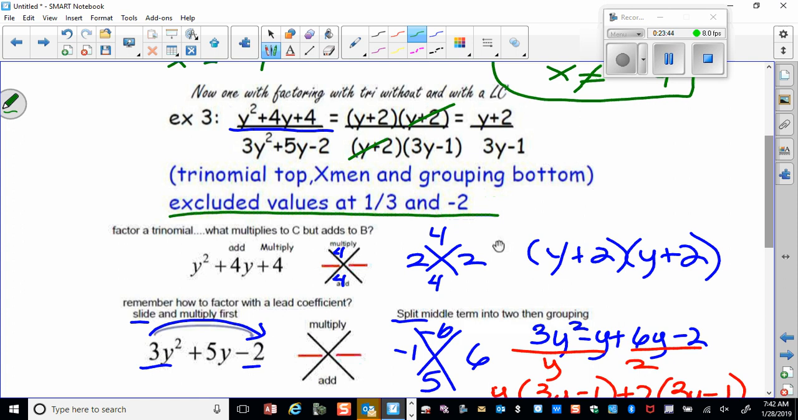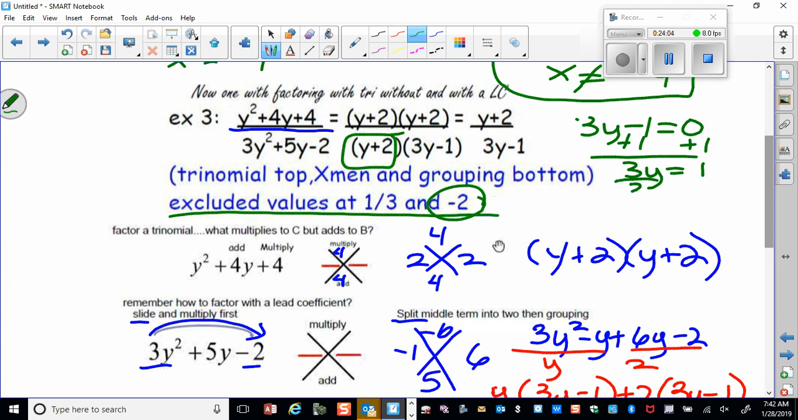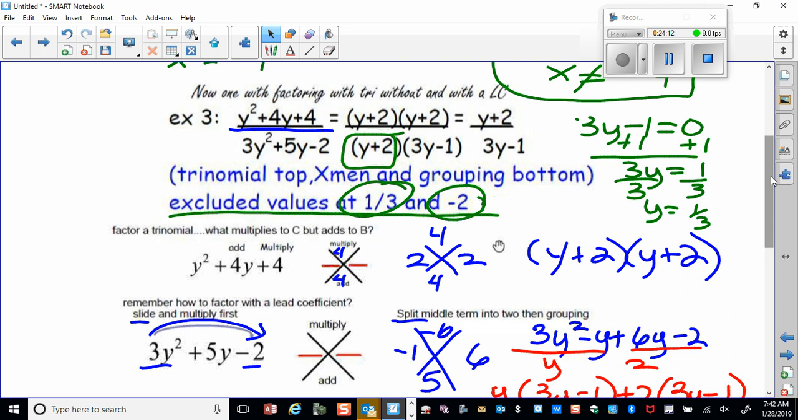Okay, so if this factor is equal to 0, that would be a negative 2. All right, so that's an excluded value. And if I set 3y minus 1 equal to 0, and I solve for y, 3y equals 1, divided by 3, so y equals 1/3, and that's the other excluded value.